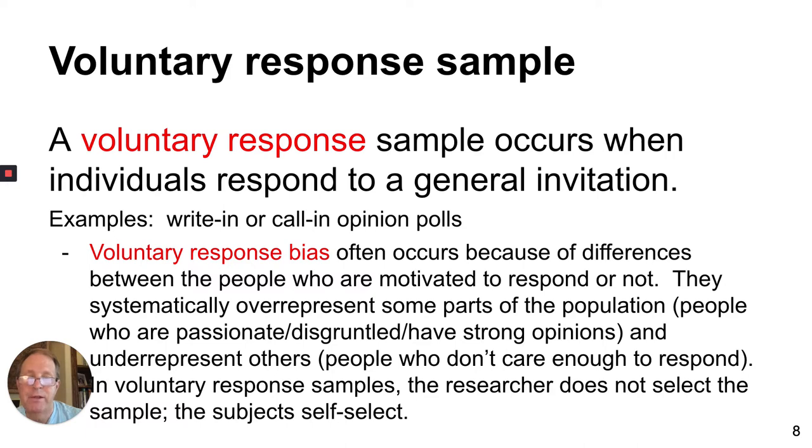They systematically overrepresent some parts of the population, those who are passionate, disgruntled, or have strong opinions, and underrepresent others, the people who don't care enough to respond. In voluntary response samples, the researcher does not select the sample. The subjects self-select. The researcher just issues an invitation. It's the subjects that decide whether they are going to be in the sample or not.